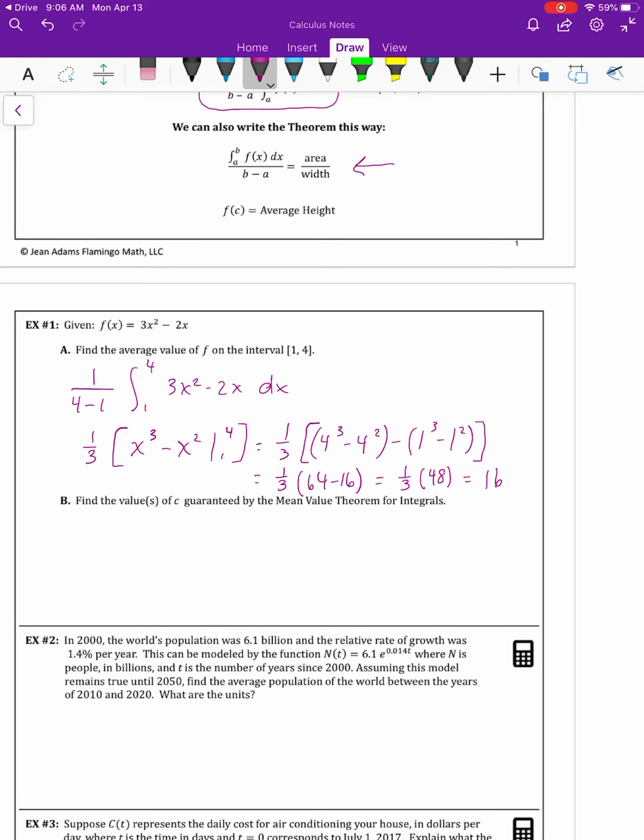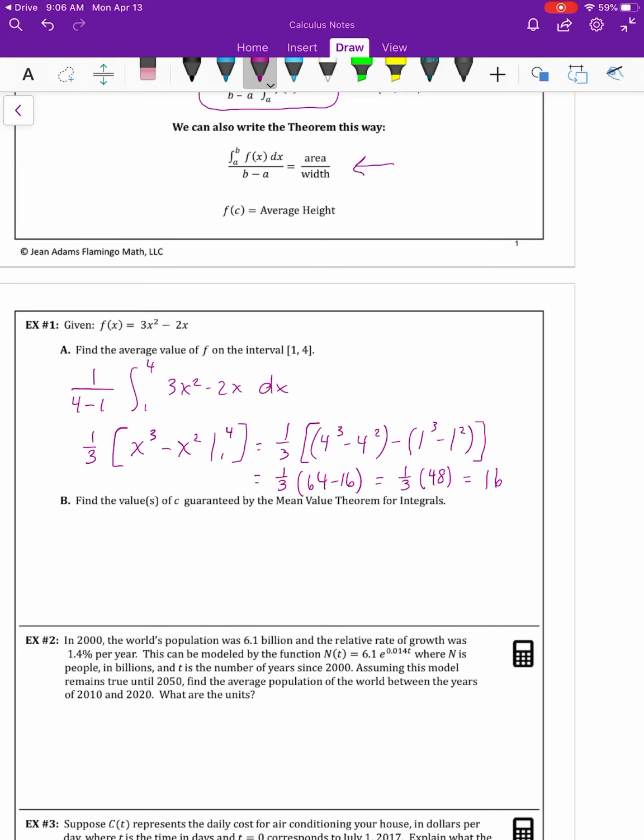All right, example number 2. In 2000, the world's population was 6.1 billion, and the relative rate of growth was 1.4% per year. This can be modeled by the function N of t equals 6.1 times e to the 0.014t, where N is people in billions and t is the number of years since 2000. Assuming this model remains true until 2050, find the average population of the world between the years 2010 and 2020.